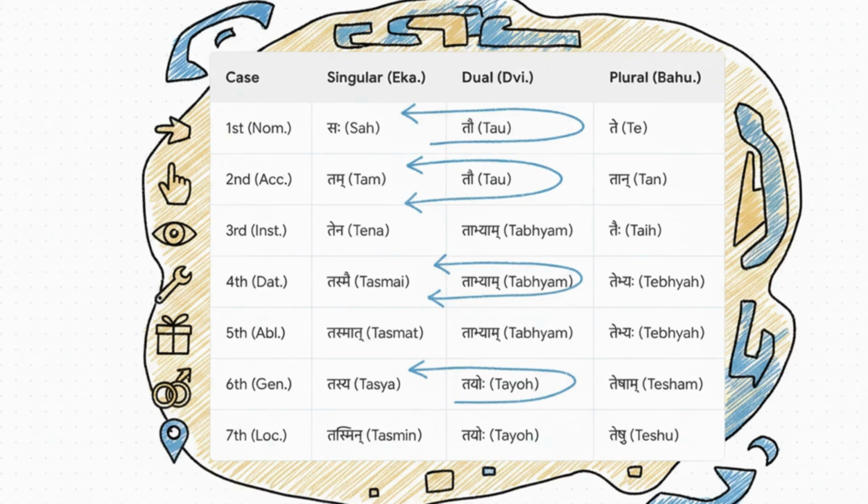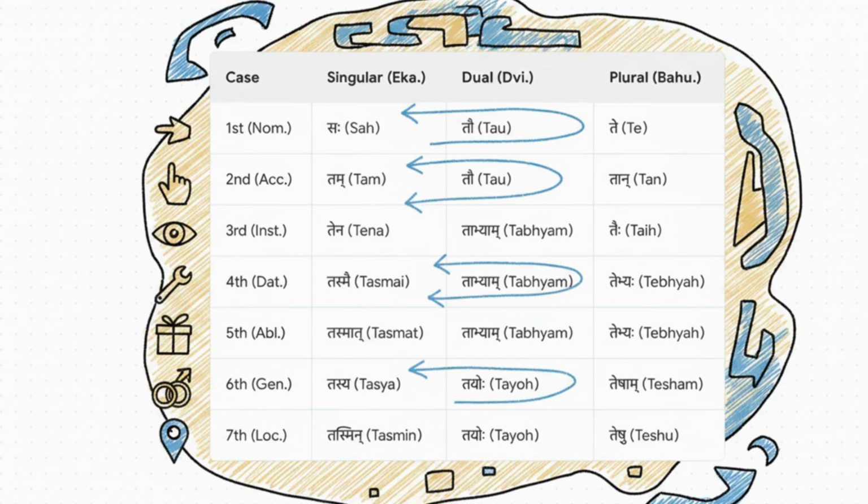Now look right below it at the second row, dvitiya, which is the accusative case used for the object of a sentence. We have tam, tau, tan. Did you catch that? The dual form tau is exactly the same in both the first and second cases. That is a total cheat code right there.